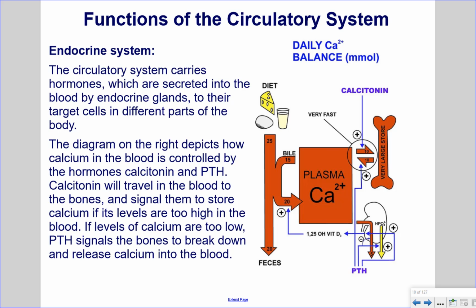Calcitonin will travel in the blood to the bones and signal them to store calcium if its levels are too high in the blood. If levels of calcium are too low, PTH signals the bones to break down and release calcium into the blood.